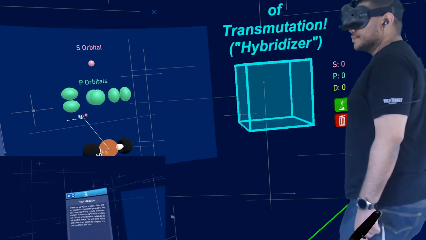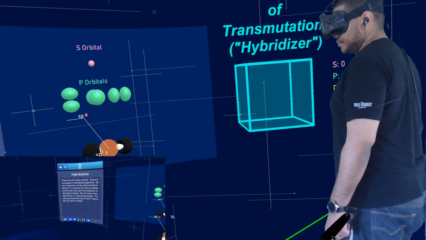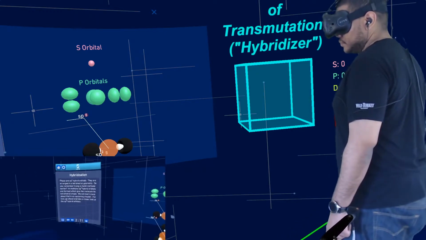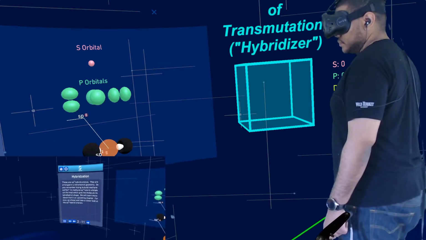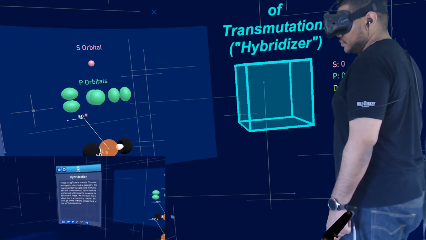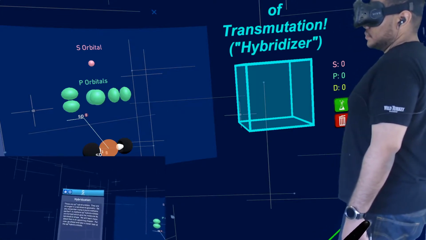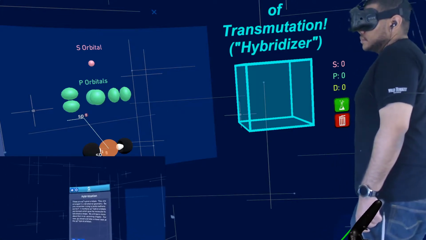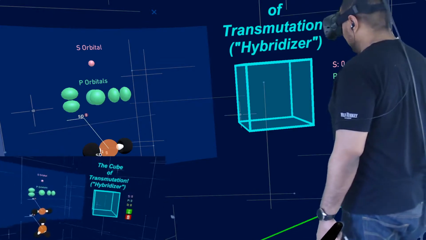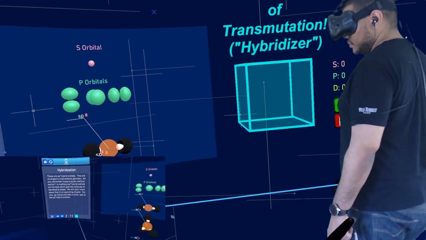Do you remember trying to build methane earlier? In methane, sp3 hybrid orbitals are formed, which give the molecule its tetrahedral shape. We'll learn more about that in an upcoming chapter. For now, go ahead and take a closer look at the sp3 hybrid orbitals.